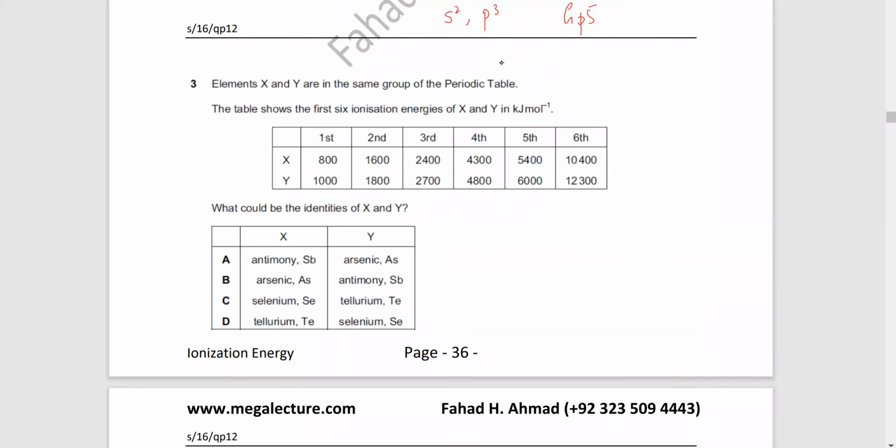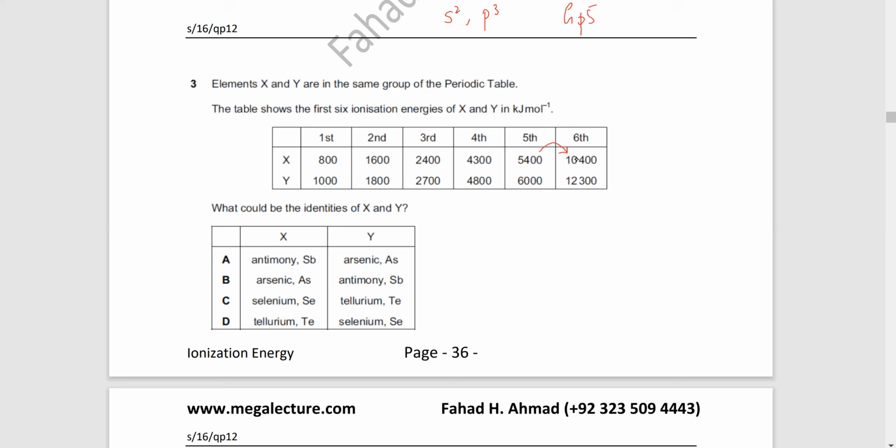As the next question, elements X and Y are in the same group of the periodic table. The table shows the first 6 ionization energies of elements X and Y. So first we need to see which group they belong to. Removing the first electron, easy. Second is easy. Third is easy. Fourth is easy. Fifth is also kind of easy. At the sixth, there is this huge jump.